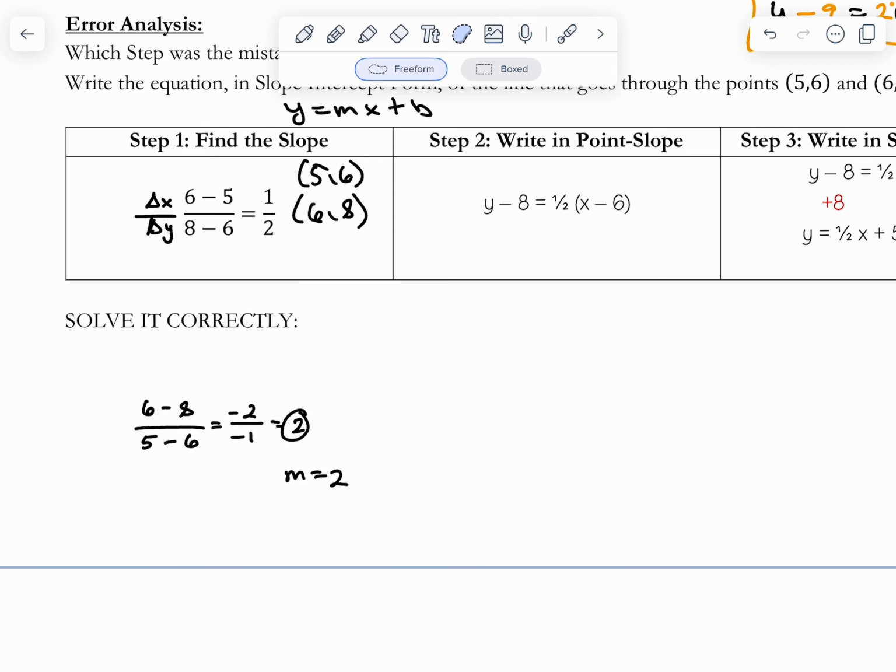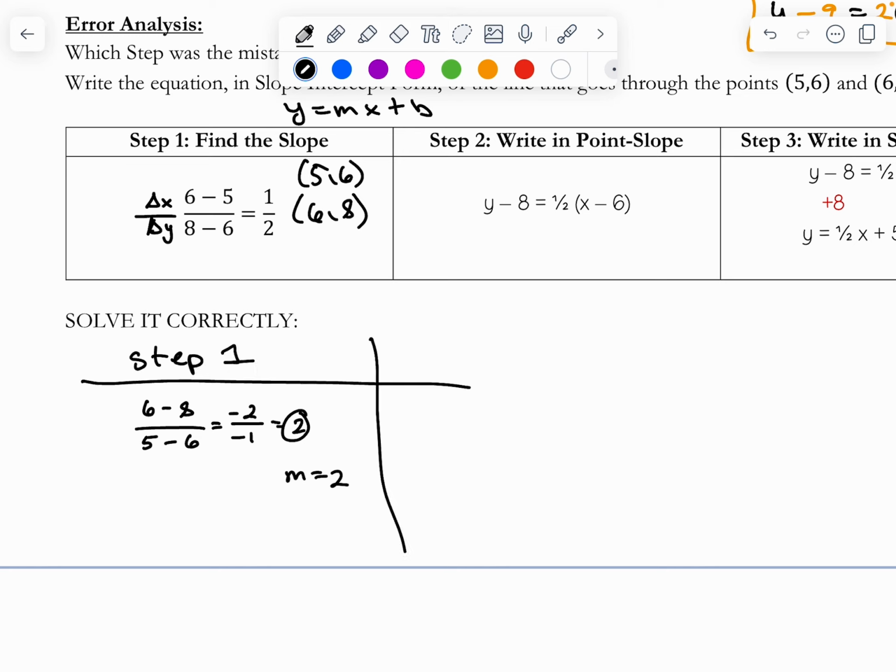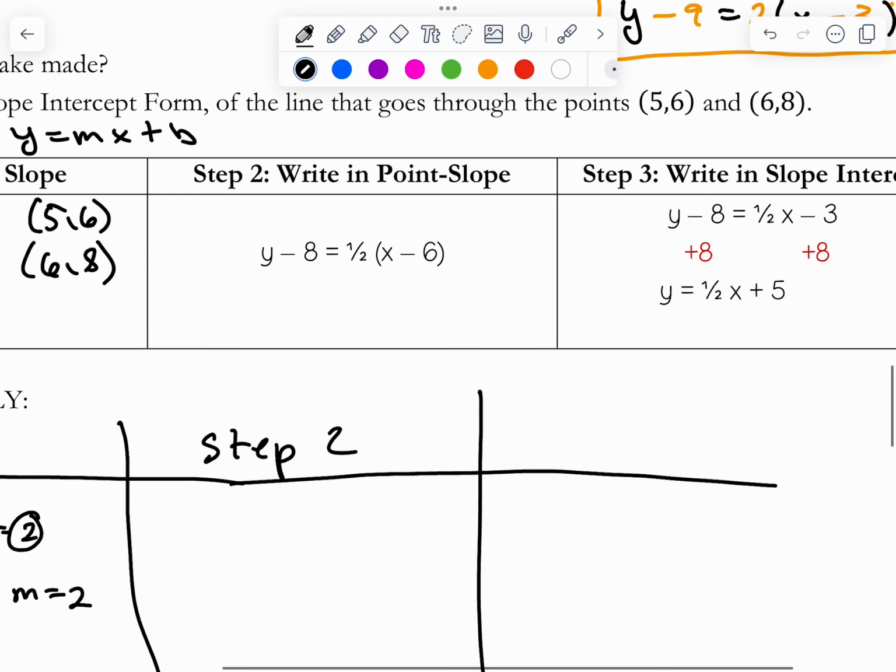I'm just going to write it down here. And I'm going to call this step 1. Find the slope. Easy. Nothing to it. Step 2. Let's plug this in, boys and girls. Let's do the points that they did. They did this one, so let's do the same one. Well, actually, we can just essentially rewrite everything that they had.